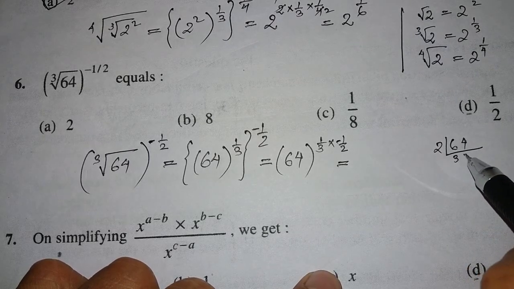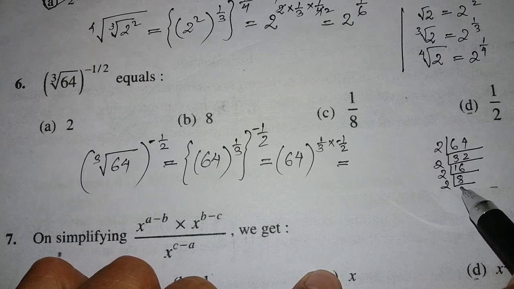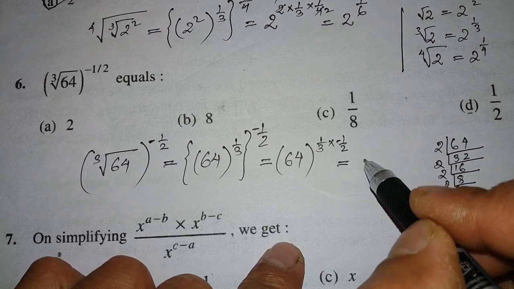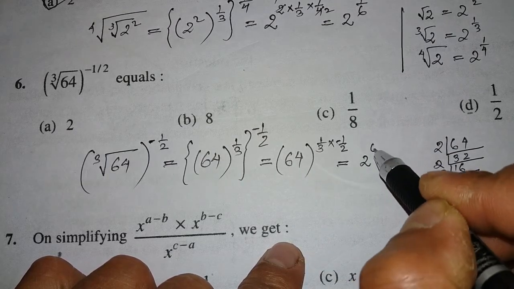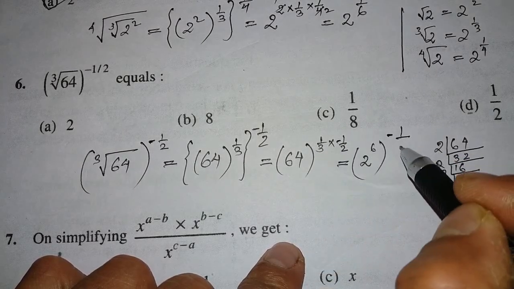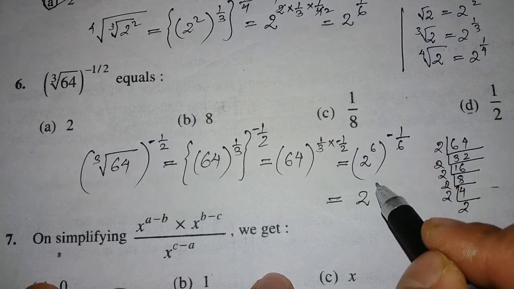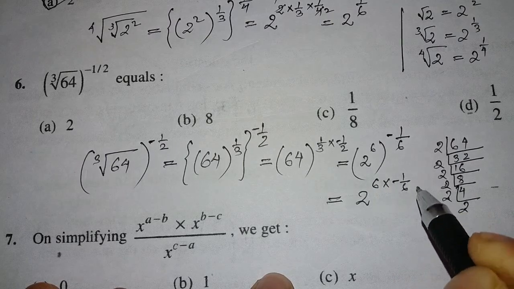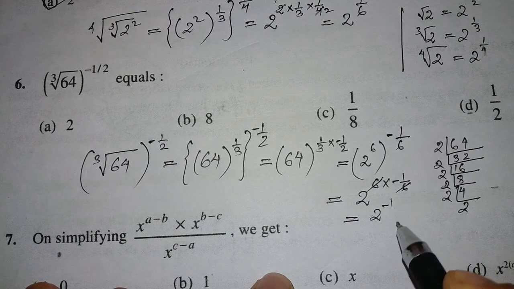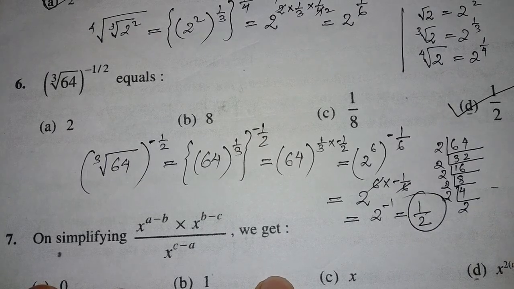Let me verify: 2 3s are 6, 2 6s are 12, 2 8s are 16, 2 4s are 8, 2 2s are 4. So counting 1 2 3 4 5 6, 64 is again 2 to the power 6. And here, the power is minus 1 by 3 into 2, which gives the 6 in the next step. Again we will multiply these powers, 6 into minus 1 by 6. Now 6 and 6 we can cancel. We get 2 to the power minus 1, which simply means 1 by 2. So 1 by 2 is our answer.